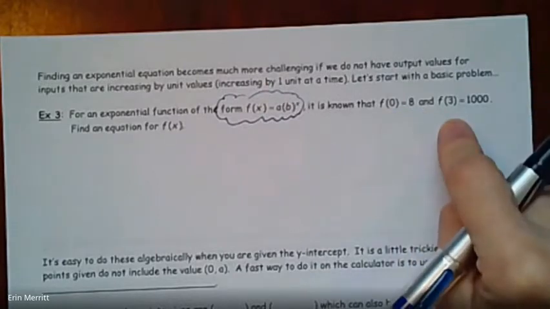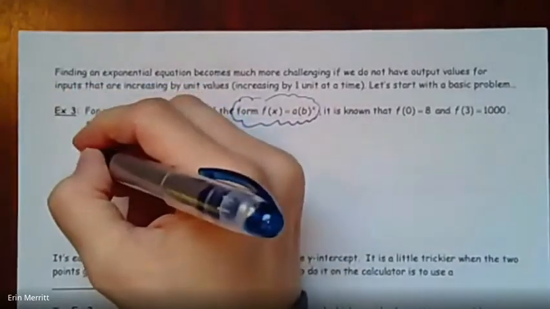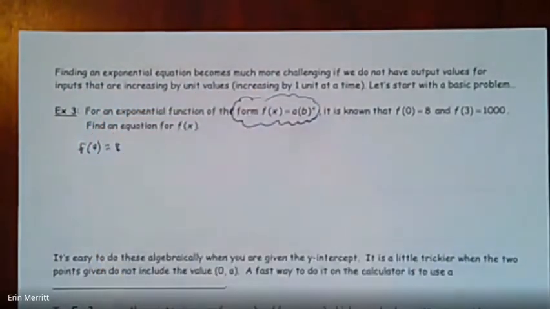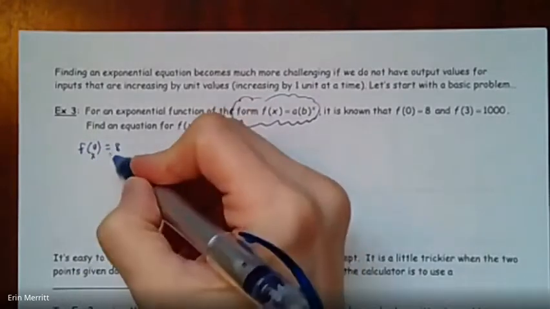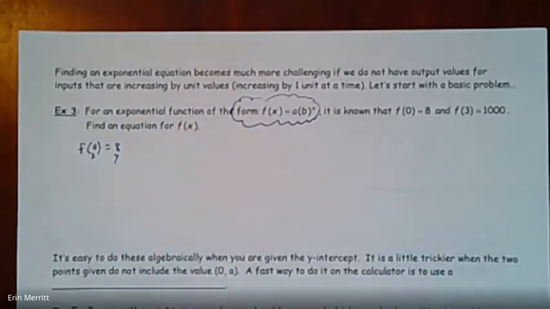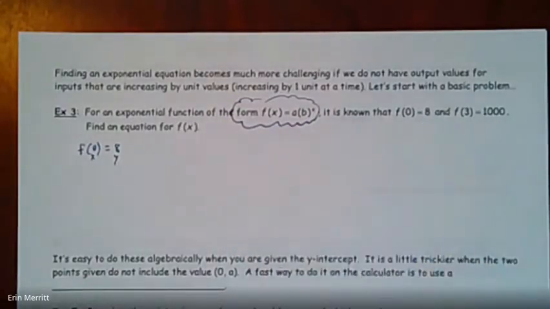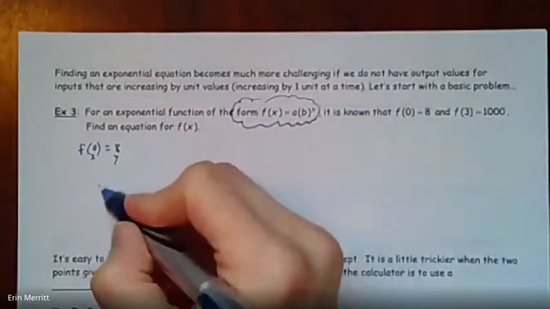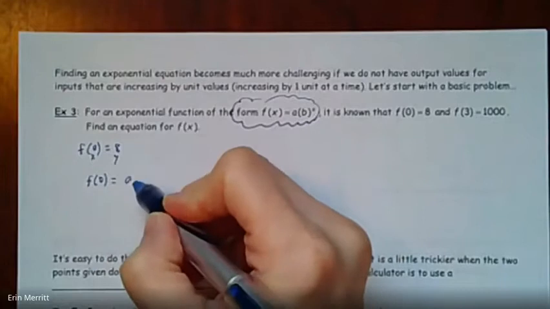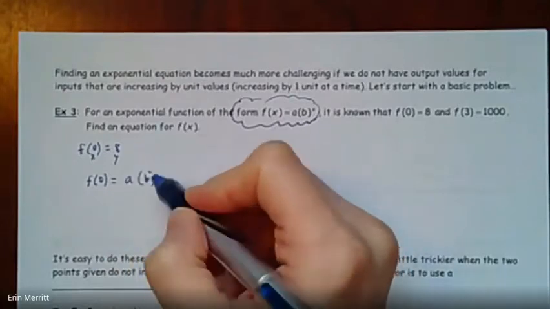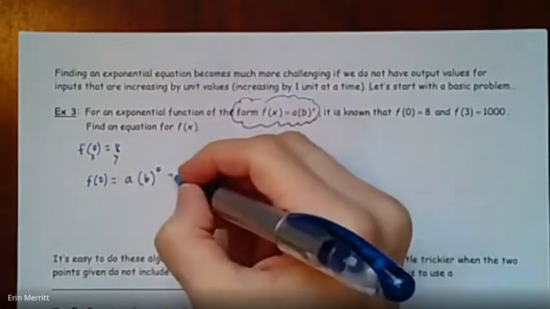What we can do is we can actually set up a little equation to solve. So let's start with f of 0 equaling 8. What that literally means is that for x being equal to 0, the y value will be 8 itself. So let's take this generic form right here, and if we do f of 0, it'll be a times b to the 0 power, because that's what f of 0 is, we're saying should be equal to 8.